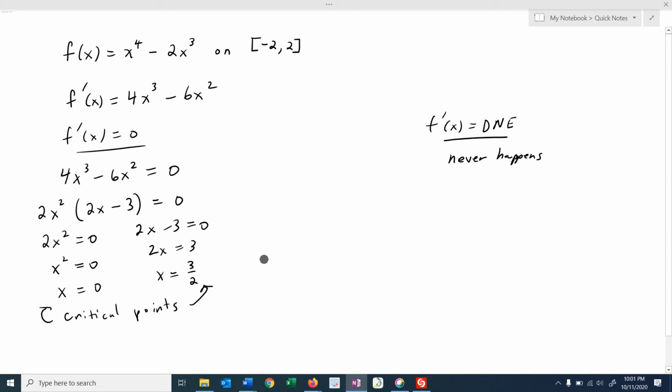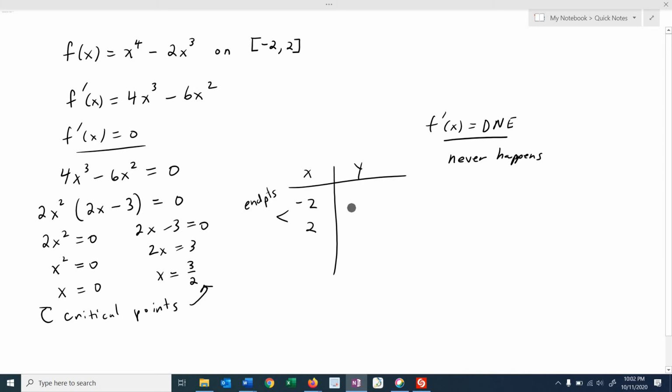The other possible location of absolute maximums and minimums are the endpoints of the domain. So we also need to check -2 and +2. And so the last thing we're going to do here is make a t-chart where we check the endpoints, -2 and 2, and we find out what the y values are at the endpoints. And of course, we need to plug these into the original function to find the y values.